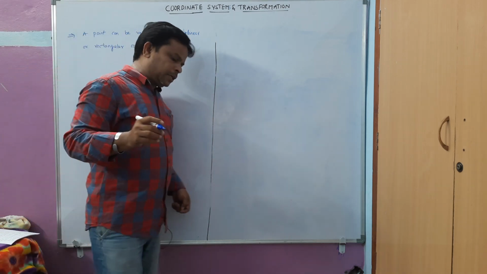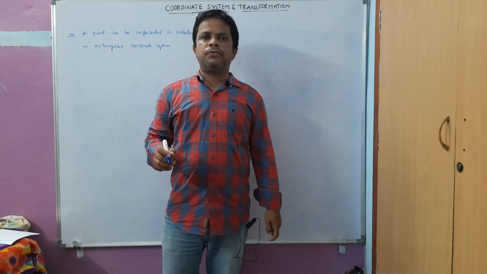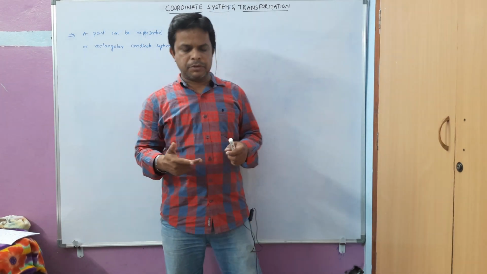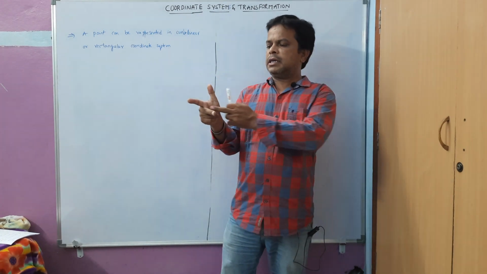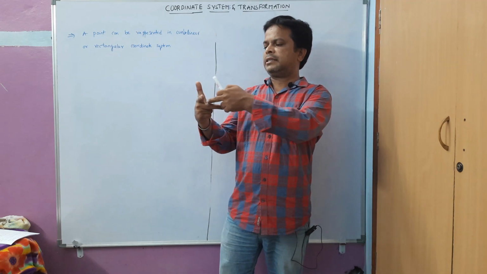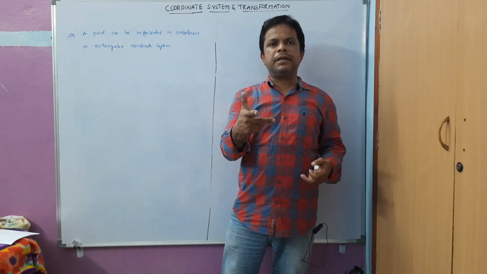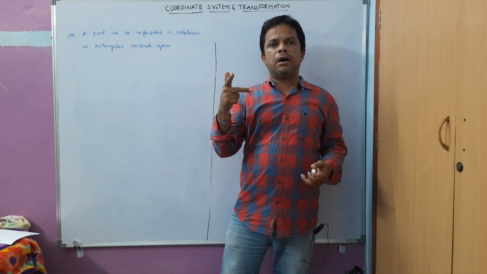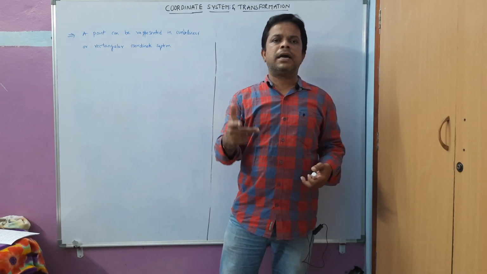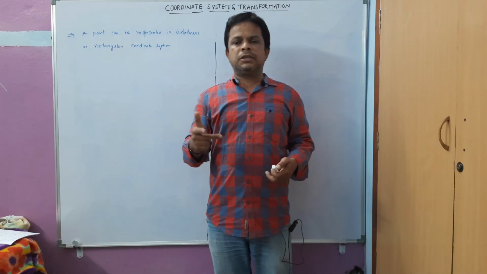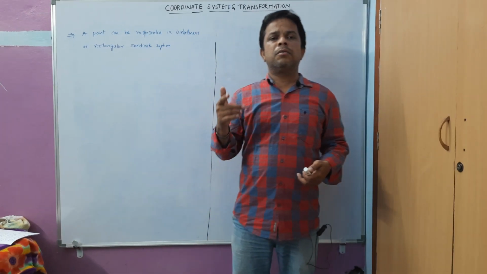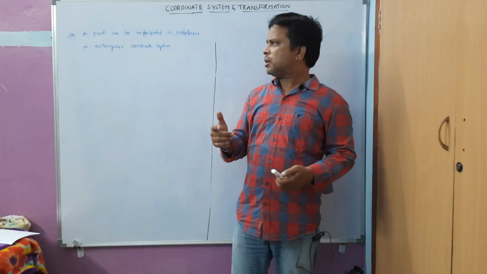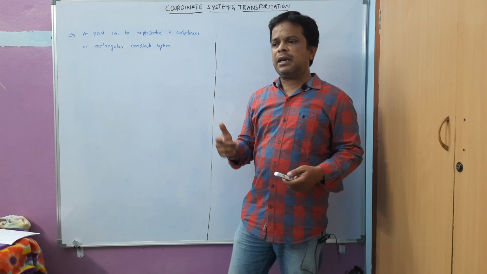Generally these rectangular coordinate systems are orthogonal. Orthogonal means they are mutually perpendicular to each other. Suppose I take my fingers like this: this is the x-axis, y-axis and z-axis, all maintaining 90 degrees to each other. Those types of coordinate systems are known as orthogonal coordinate systems. Orthogonal coordinate systems are widely used compared to non-orthogonal coordinate systems, which are seldom in use.